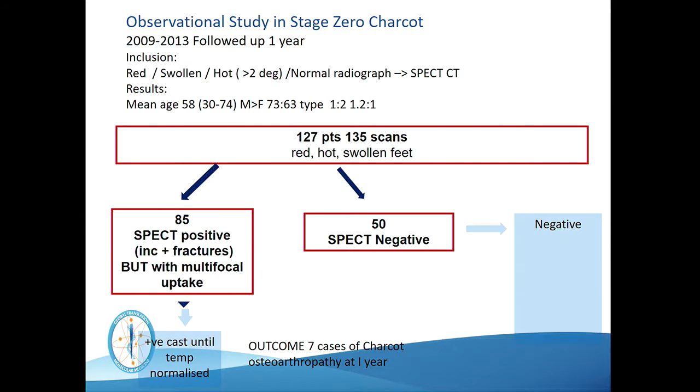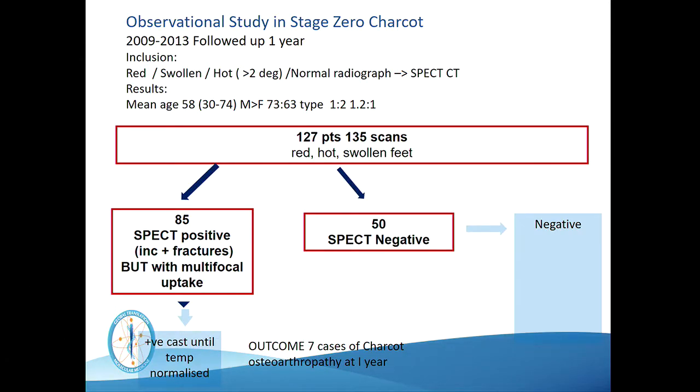So I just wanted to tell you about the lessons from our foot clinic. We followed up patients presenting with a normal radiograph, but the red hot swollen foot, and we did bone scintigraphy on them with SPECT CT. We had about 127 patients who had 135 scans. We had a slight excess of patients with type 1 diabetes compared to type 2 diabetes. And in those, we found 85 patients were positive. And we included patients who had fractures in that, but who had multifocal uptake.